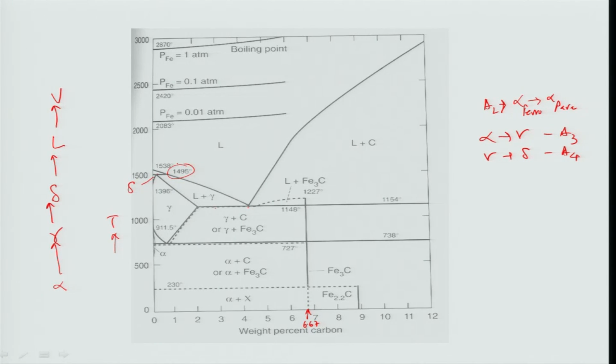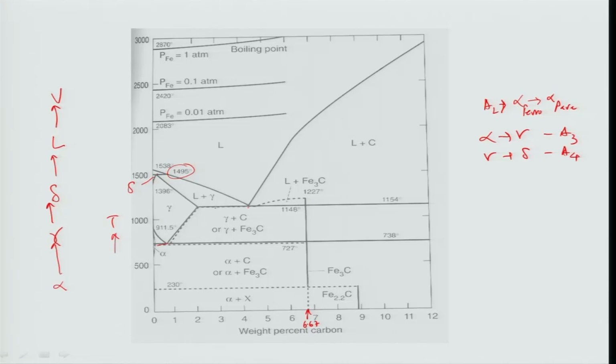And in this reaction, delta and liquid react and form gamma iron. This is only important for stainless steels or IF steels, which contain a very low amount of carbon. So, after a few classes I will concentrate on that and tell you what the issues are. The important reaction which we must consider and discuss is this last line at 727 degrees Celsius, what is known as the A1 temperature, which I have not discussed, this A1 temperature line.